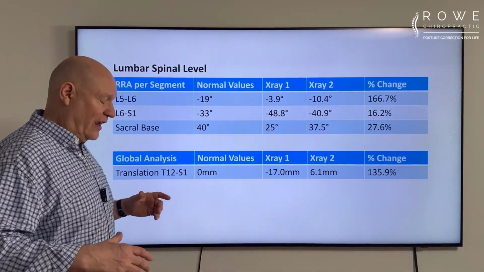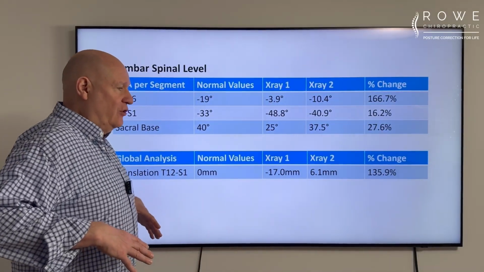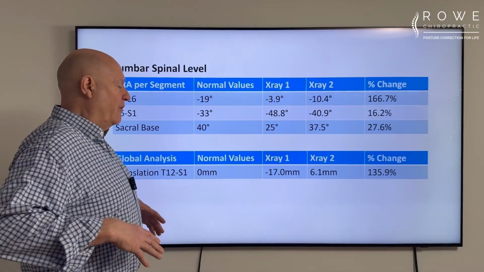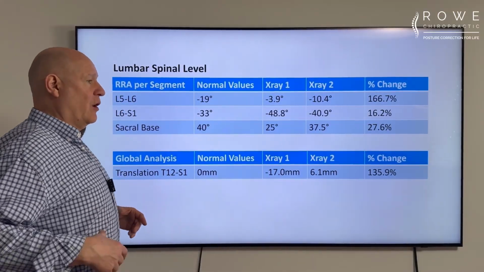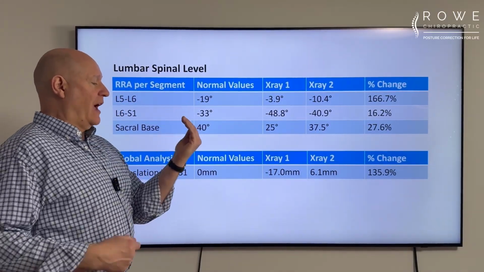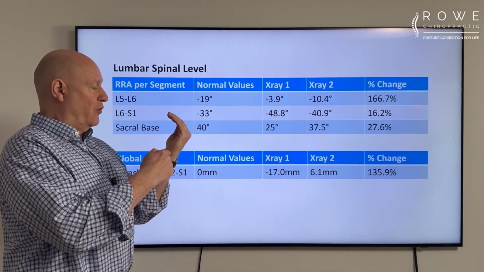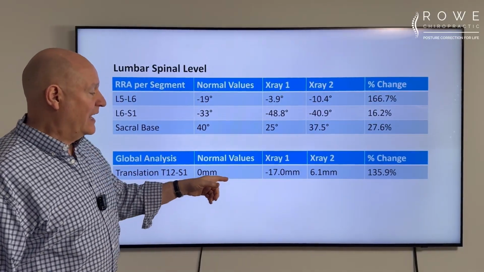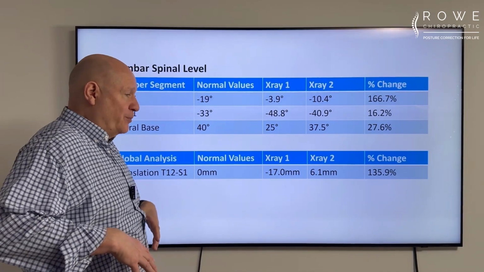Let's look at the translation. What's his cage doing relative to his pelvis? It's supposed to be at 0. If you look at the low back from the side view, the top of the curve should be right over the bottom. It's supposed to be 0. He was at minus 17. He's pushed back like this.